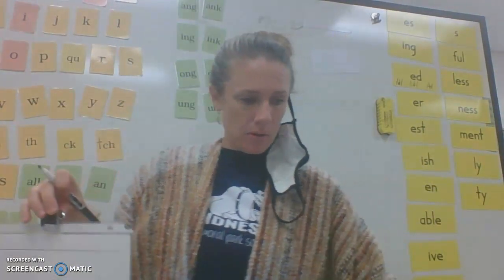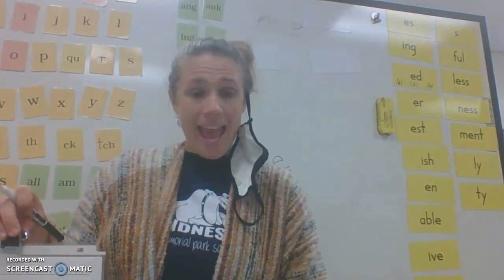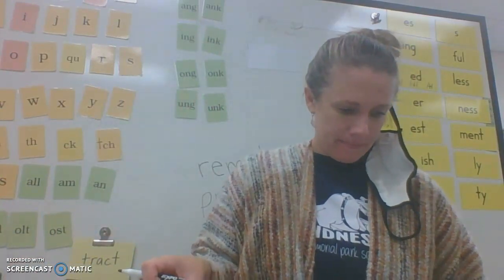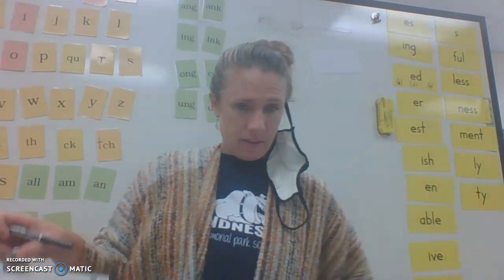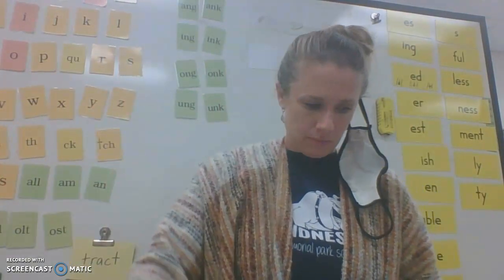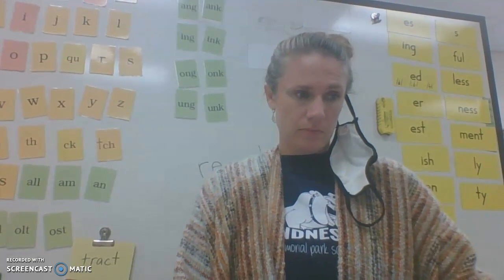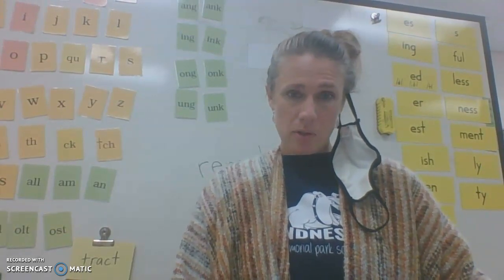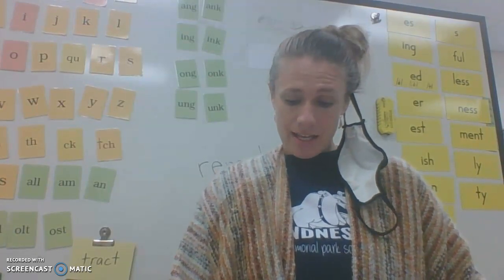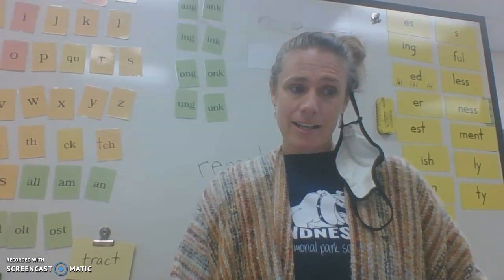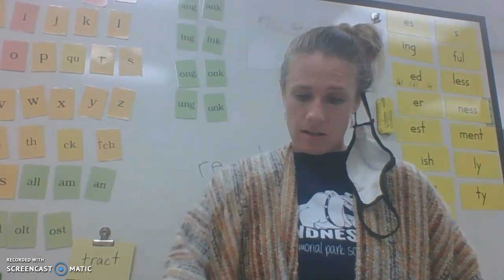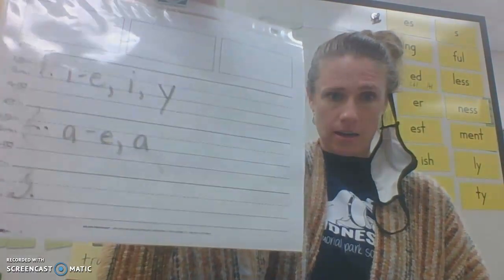Okay, next sound. A. All the ways to do long A. Yep, you should be writing it on number 2. Okay, tell me what you have. Read them to me. A-E. A, like in acorn A. Good. And A, yeah, A-E is like safe A, vowel consonant E.